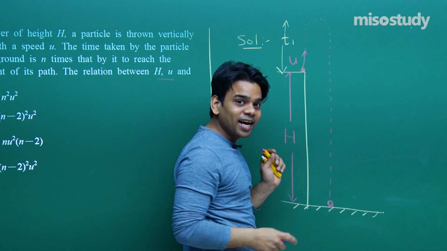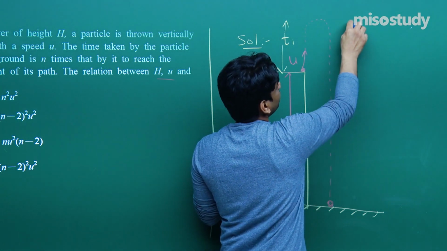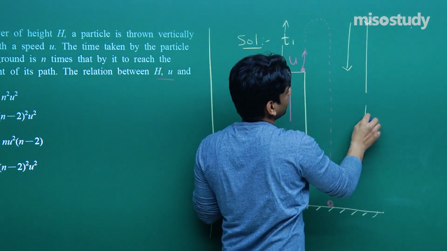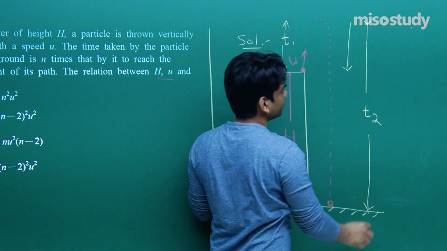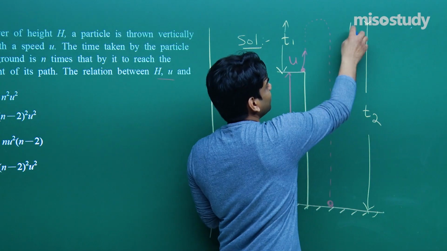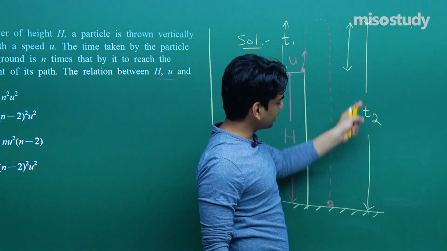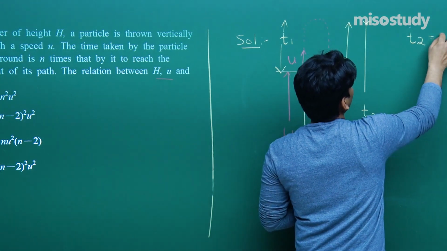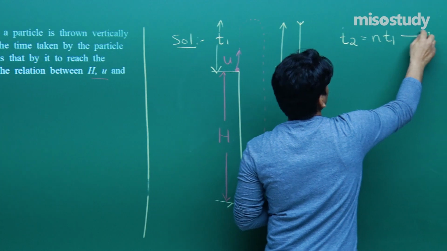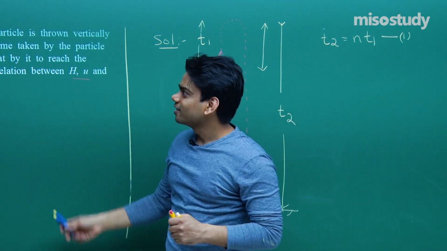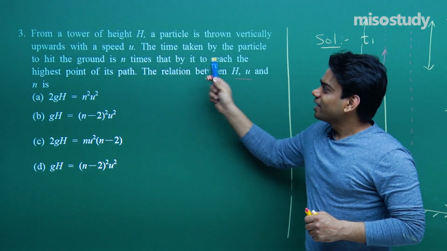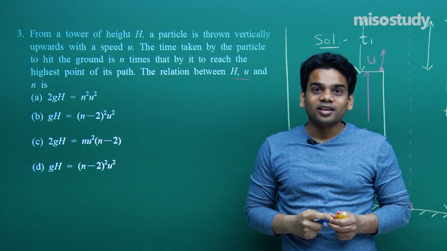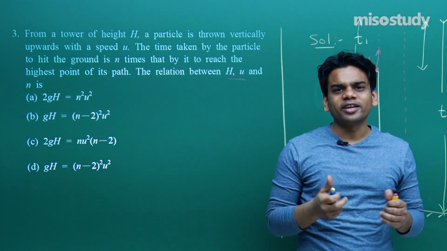And to cover the entire journey from here, then to here, as it started, then to here, it takes time t2. It goes here, then comes back, it takes time t2. It's given that t2 is equal to n times t1 as per this question statement. Read this statement once again. The time taken by the particle to hit the ground is n times that by it to reach the highest point of its path.